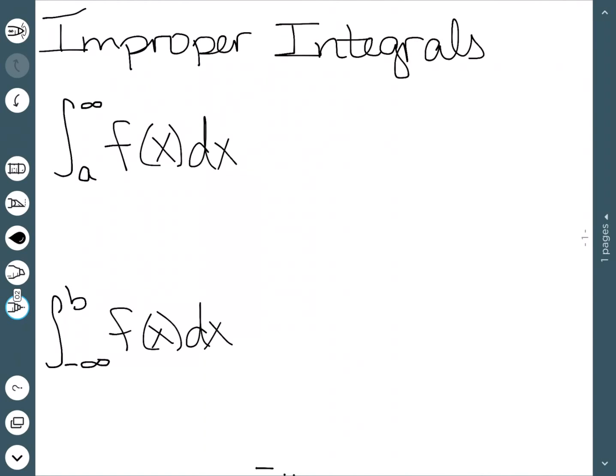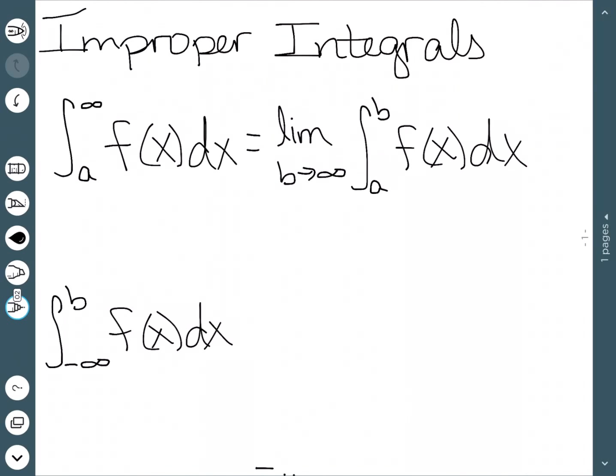These are integrals that run from a to infinity or from negative infinity to b. In addition, it could be a combination of these and actually run from negative infinity to positive infinity. The main thing is one of our limits of integration should be either infinity or negative infinity. So how do we actually evaluate these?